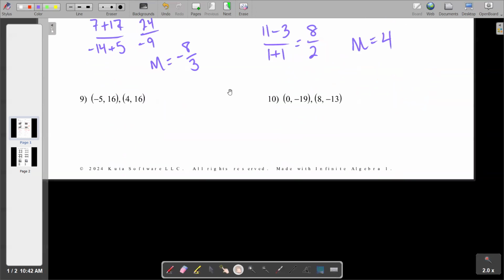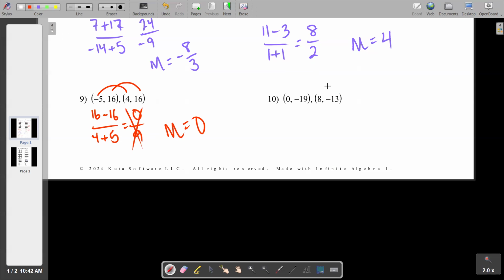Question 9. We're at it again. 16 minus 16 over 4 plus 5. It gives me a 0 over a 9. The slope is 0. Okay, remember 0 over 9 is not acceptable. It is not simplified. 0 is acceptable.